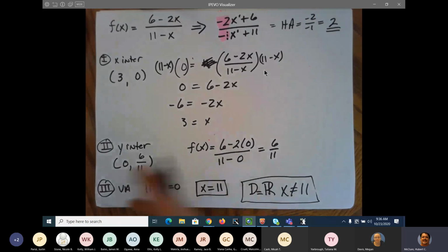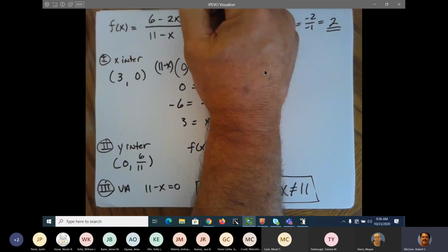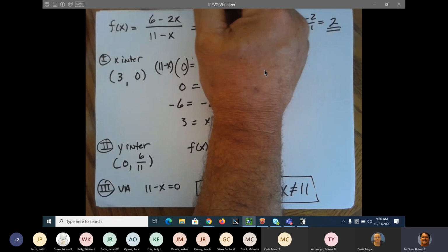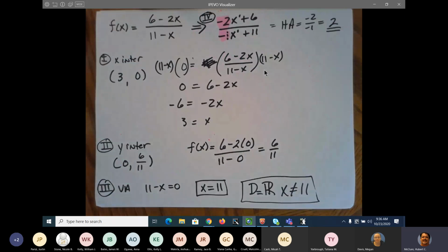So all that information I just got, I'm going to put a number 4 here because that's the horizontal asymptote. If you can do all this and punch that in on a calculator, then you can pretty much do it. Okay?